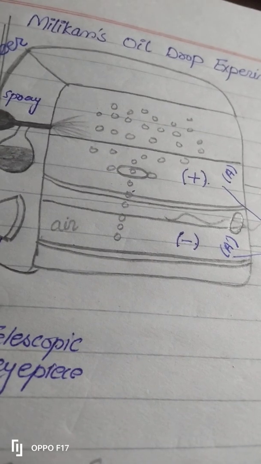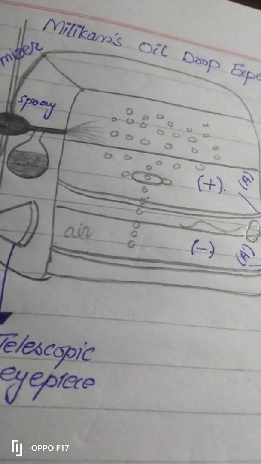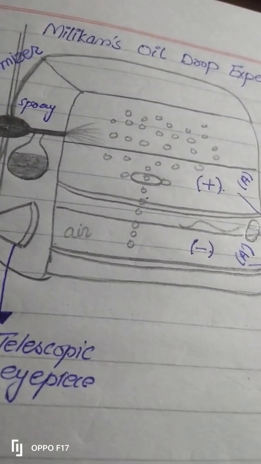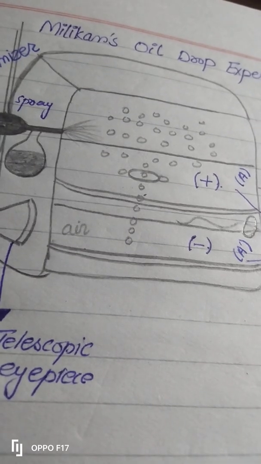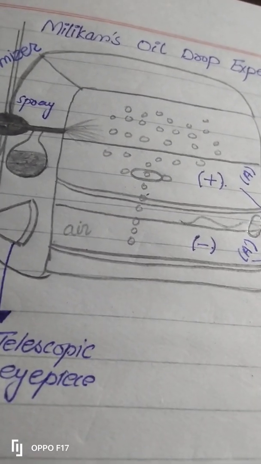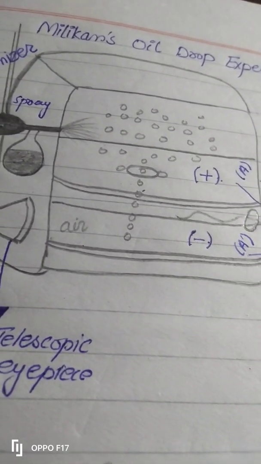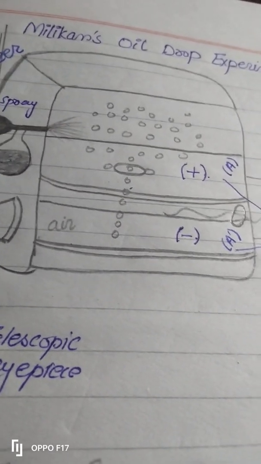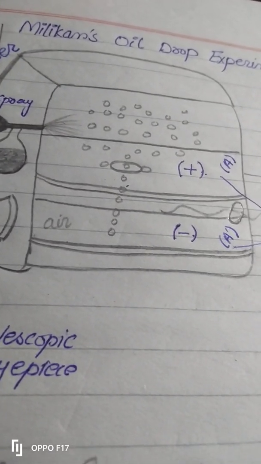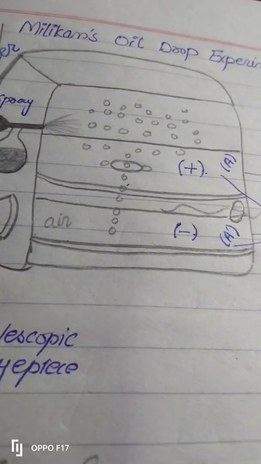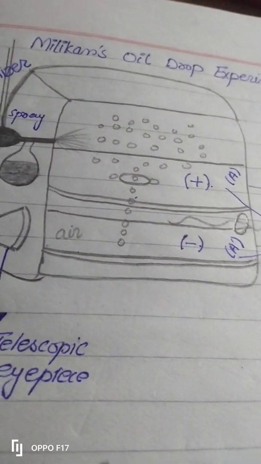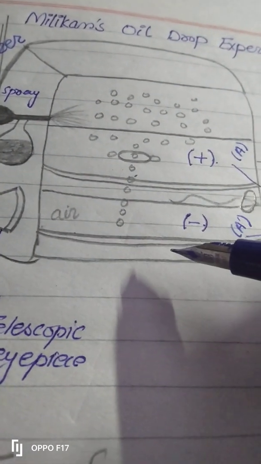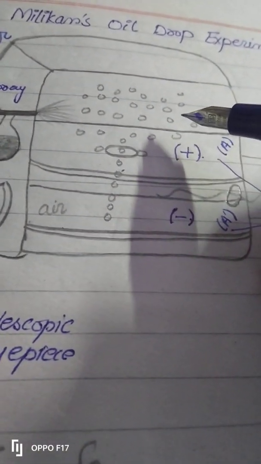But don't forget that there is another force, which is the weight. The gravity is attracting the oil droplet towards itself, downward. So there will be a point when the electric force will be equal to the gravitational force. Basically, the oil droplet will be in the middle, where gravity will be attracting it and the electrode will also be attracting it.